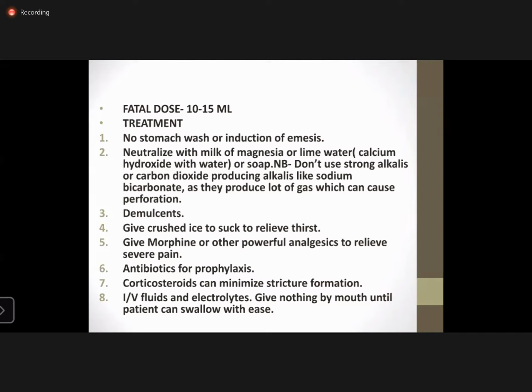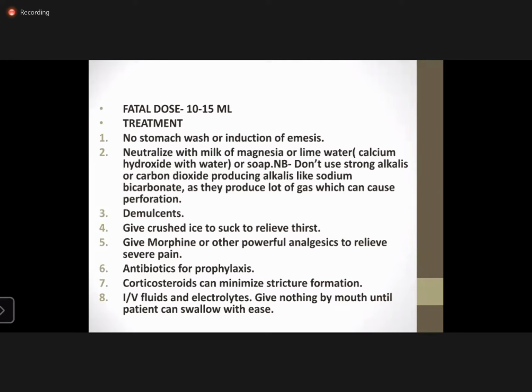Then what can you give? You can give demulcents. Demulcents form a soothing, mucoprotective layer, and you can immediately neutralize the acid. Also give a glass of milk or water to drink, and you can give 4 tablespoons of aluminium hydroxide gel. You can give demulcents like white of egg, barley water or starch water, but the best thing is just plain demulcent. Then you can give an injection of morphine to relieve pain. You can give ice to relieve thirst. Nothing by mouth, because all nutrients are given IV for the first week, and then you start liquids, then a soft diet, and then a regular diet.